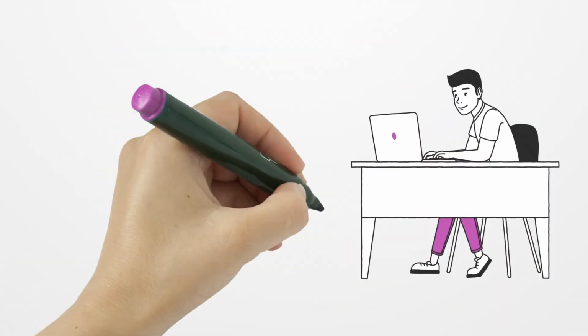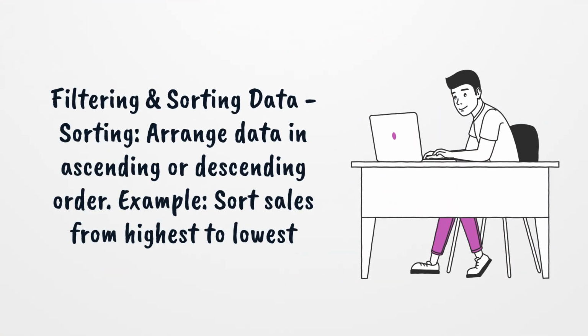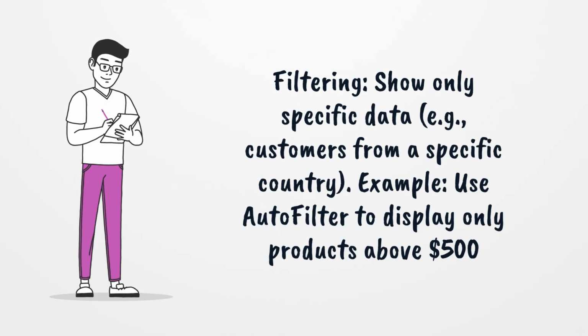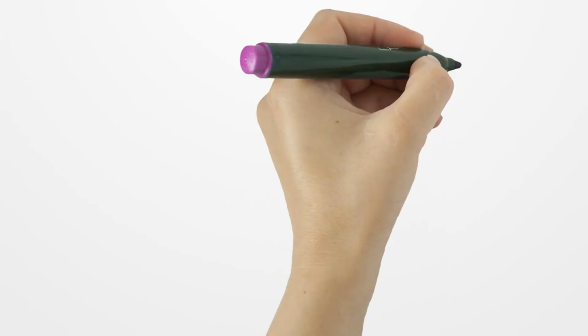Filtering and sorting data. Sorting: arrange data in ascending or descending order. Example, sort sales from highest to lowest. Filtering: show only specific data, e.g., customers from a specific country. Example, use AutoFilter to display only products above $500.